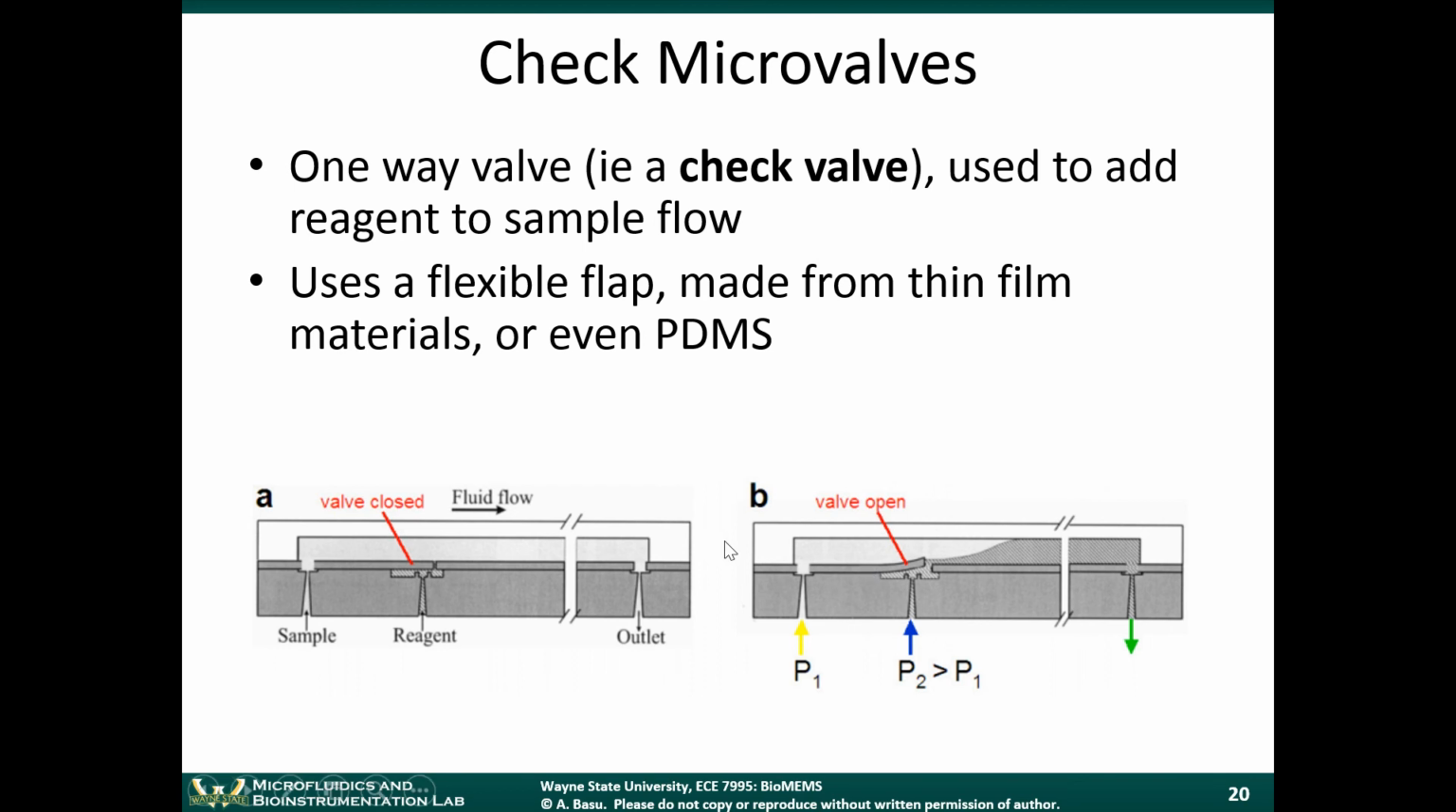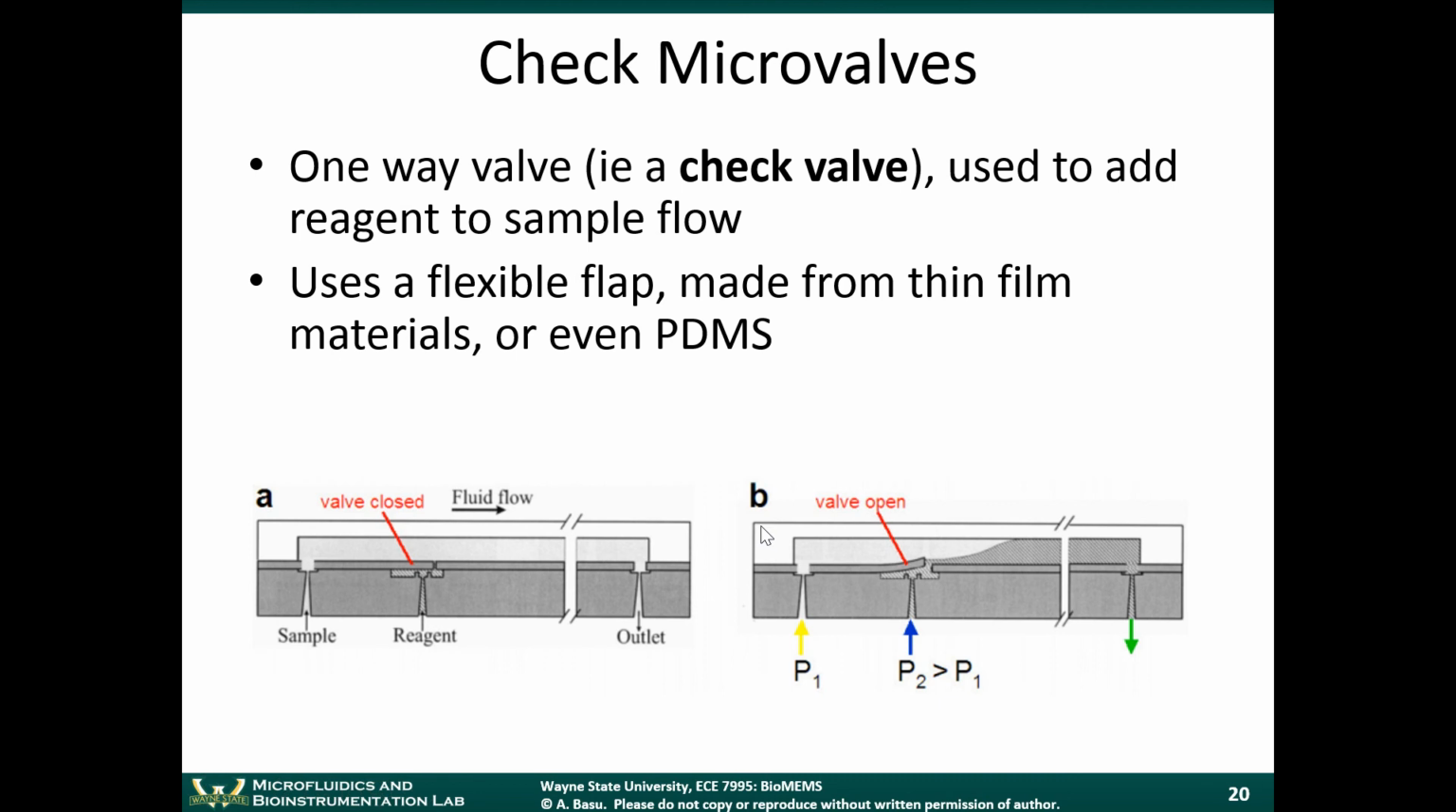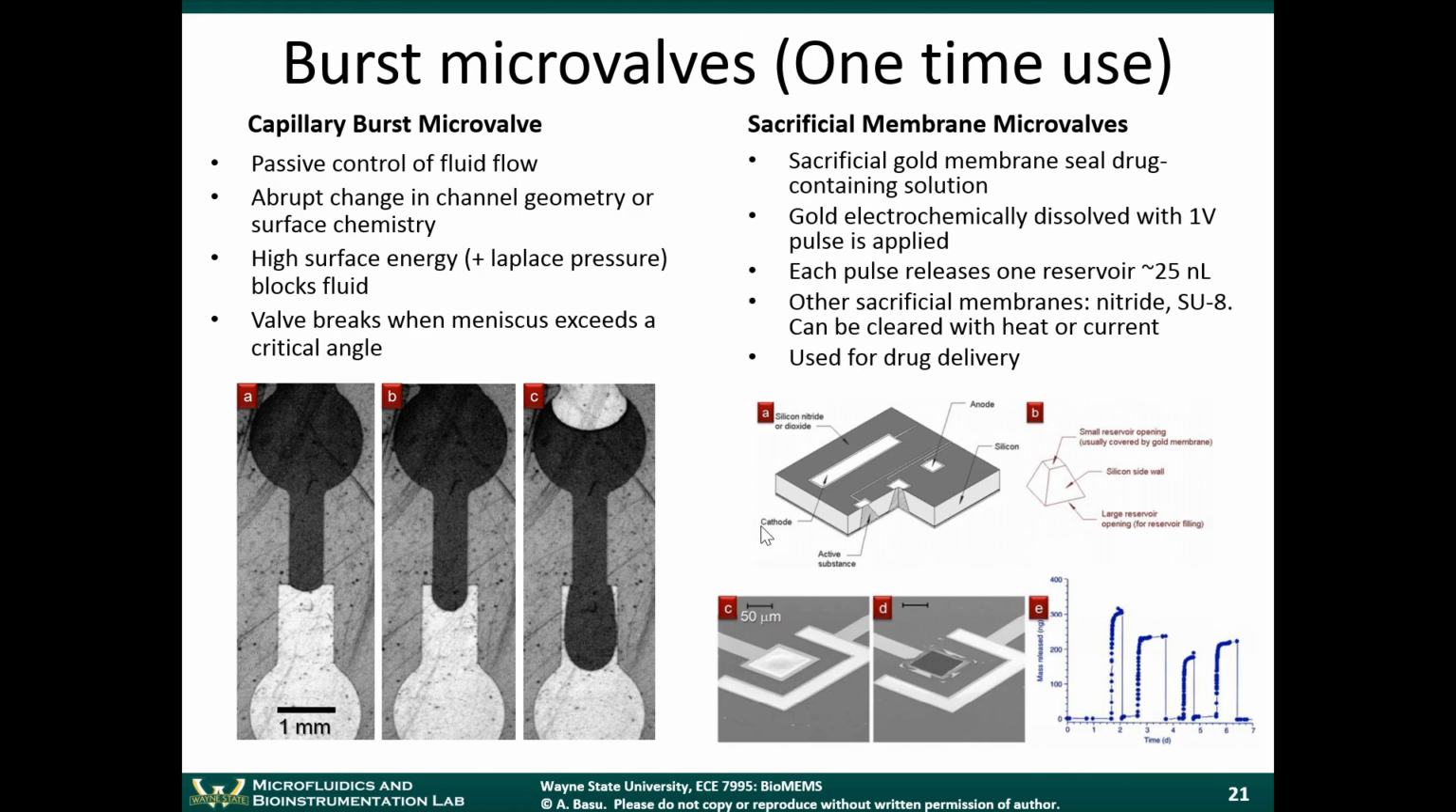So this is an example of a check microvalve. We'll talk about the importance of check microvalves later on today when we talk about diaphragm pumps. There are other types of valves. There are a couple we can talk about that are designed for one-time use. One is called the capillary burst microvalve, and the other is based on sacrificial membranes.